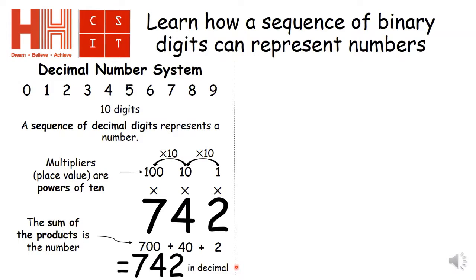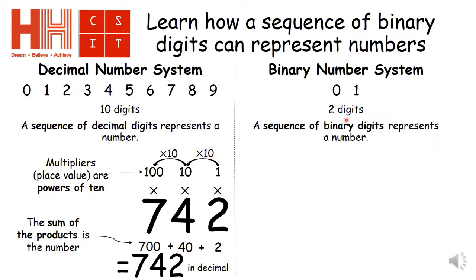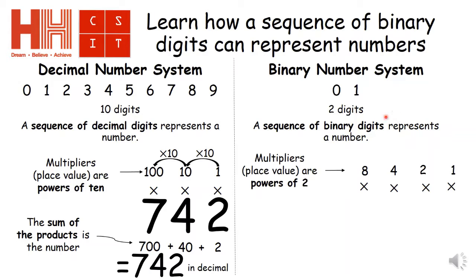Now, our binary number system is going to work in a similar way, except our binary system only has the digits 0 and 1. So only the 2 digits. And again, a sequence of these binary digits will represent a number. Now, obviously before we had our multipliers with powers of 10 because we have 10 digits. In binary, we will have powers of 2.